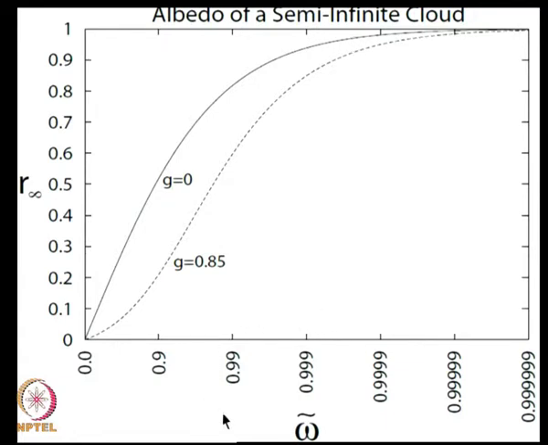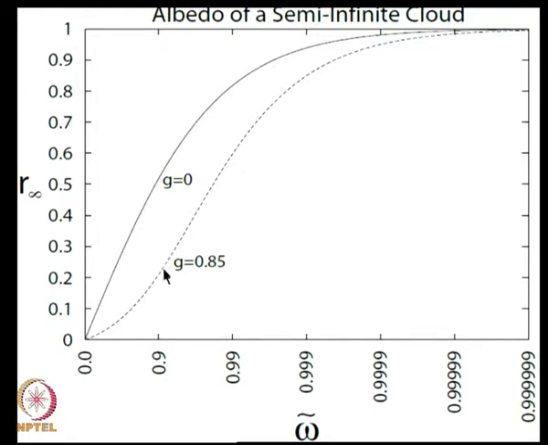But notice that this x axis is not a linear axis, it is a logarithmic one. So, the approach of the albedo of the cloud of particles to unity is very slow. You can see that you go from 0.9 to 0.99, the albedo increases from around 0.4 to 0.8, and from there to reach 1 takes a lot more increase in the single scattering albedo.